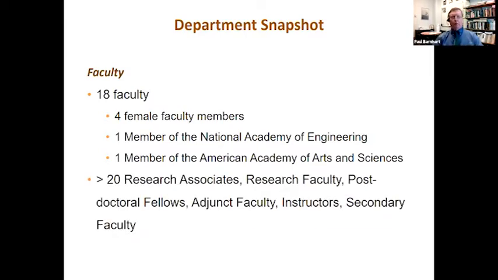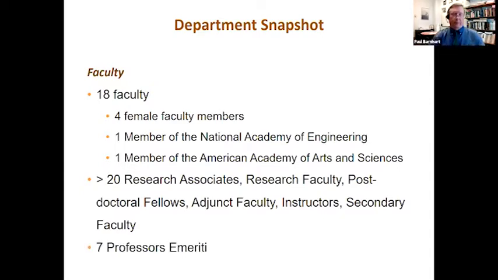We have more than 20 research associates, research faculty, postdoctoral fellows, adjunct faculty, instructors, and secondary faculty who support the primary full-time faculty in their mission. And that number of more than 20 fluctuates based primarily upon how much research we need additional support to accomplish.